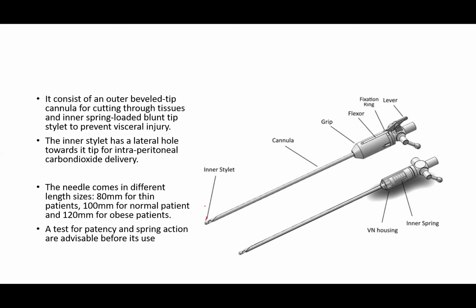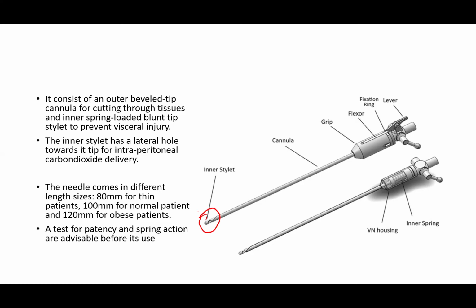Now, the inner stylet is blunt, and it is spring-loaded. So when it touches a tissue, it springs in to prevent injury, and it is blunt. So the Veress needle has an outer sheath that is the cannula and the inner stylet. The inner stylet has a lateral hole towards the tip for intraperitoneal carbon dioxide delivery. So now if you look at this tip, there's a hole there through which the carbon dioxide is delivered into the peritoneal cavity.